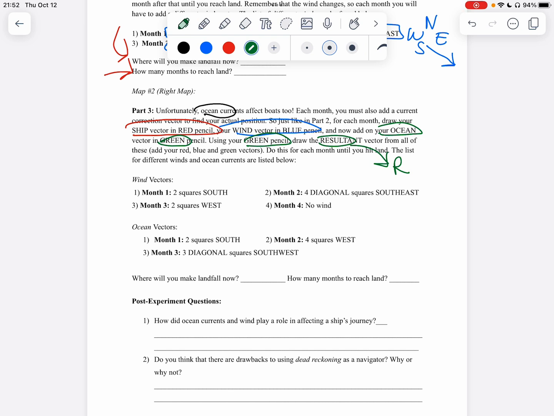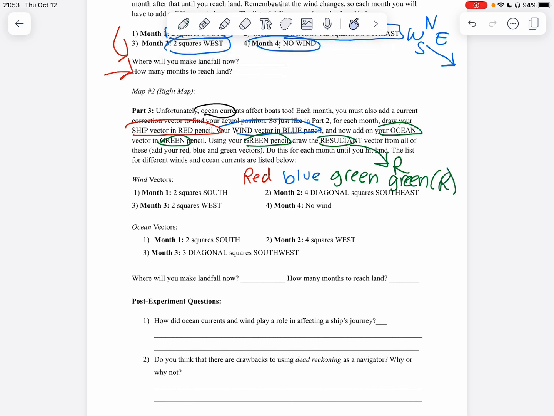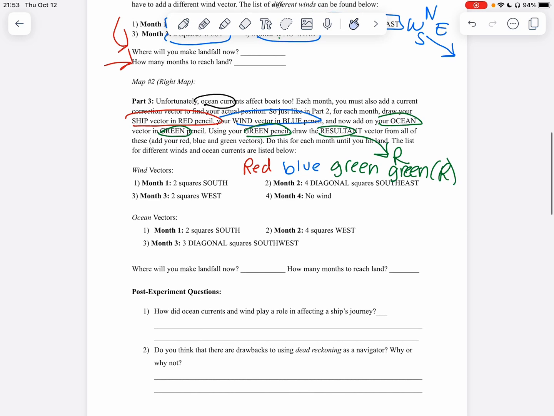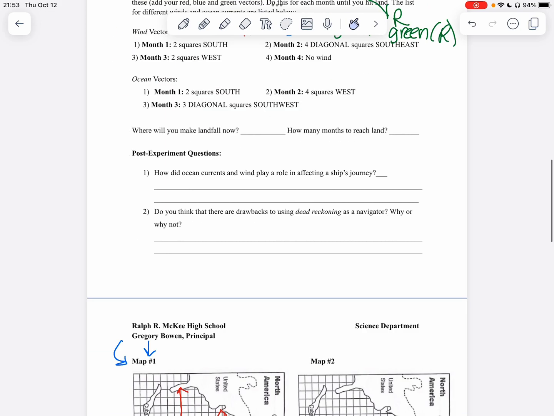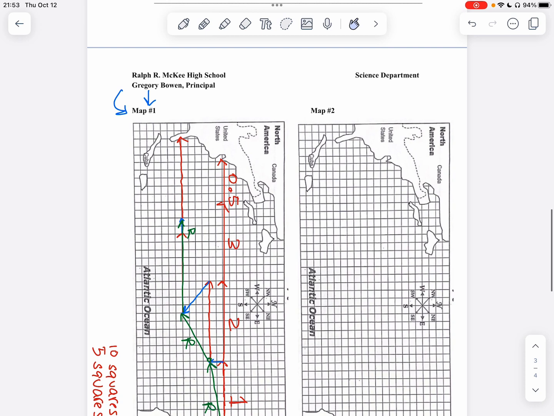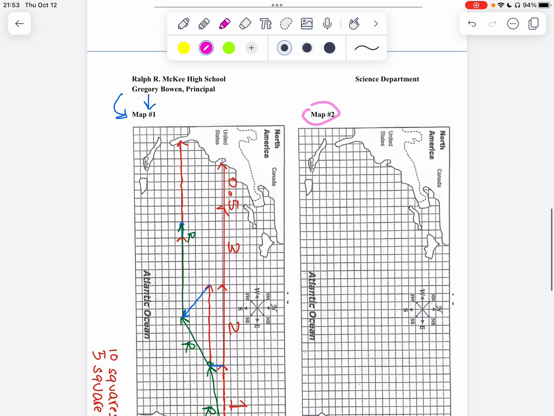So again, it's the same pattern. It's literally going to be red, then blue, then green, and then green again, but this time green is representative of the resultant. And we're going to draw a little R. Now, pay attention, we're going to be on map number 2.